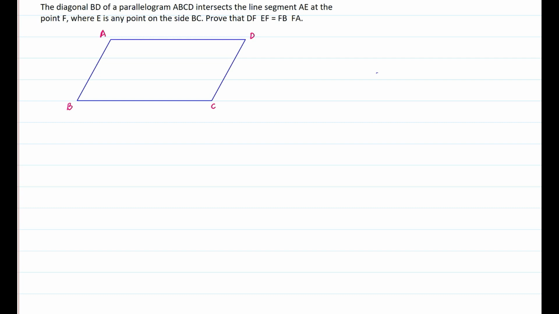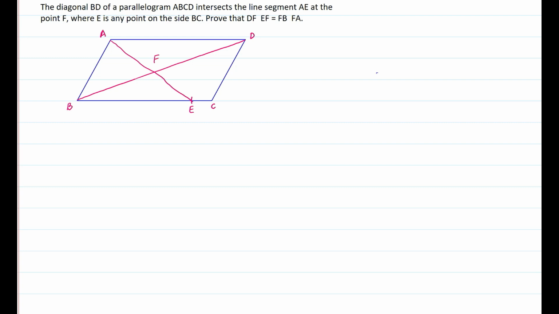Now let us draw whatever is given in the question. BD is a diagonal, so draw a diagonal BD. Now take any point E on the line BC and join A to E. Wherever this line segment crosses the diagonal, call that point F.